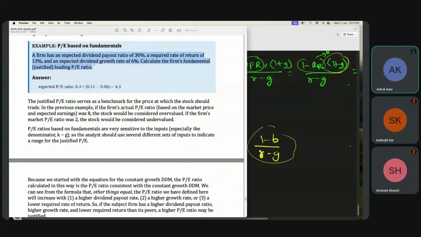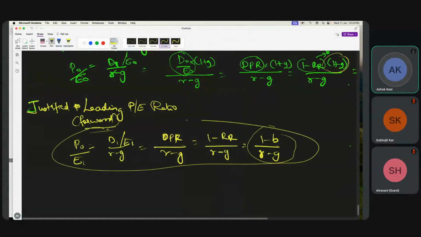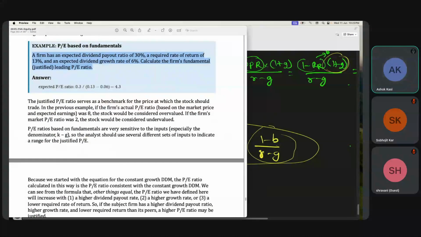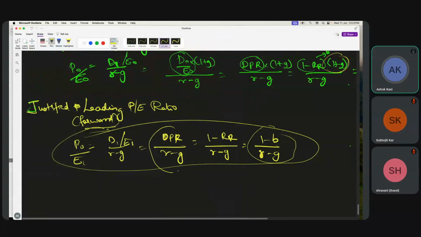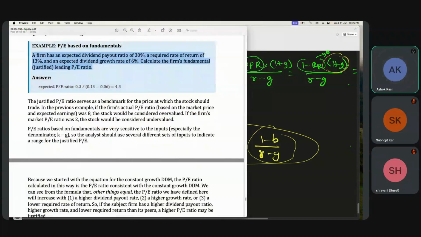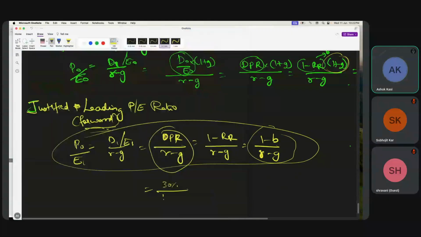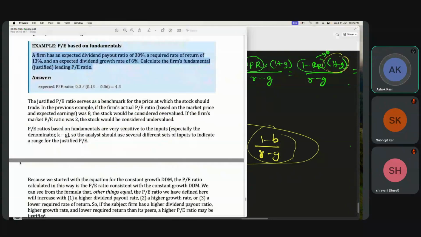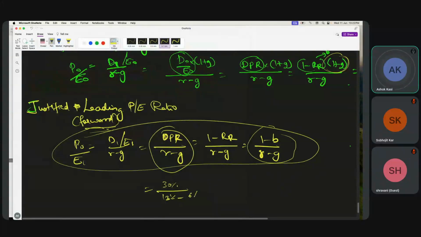A firm has an expected dividend payout ratio of 30%, a required rate of return of 13%, and an expected dividend growth of 6%. Calculate the firm's fundamental justified leading P/E. So leading means you have to use one formula. They are saying the dividend payout ratio is 30%, so I can use this: 30 percent divided by required return 13 minus growth rate 6 percent. Just calculate this.